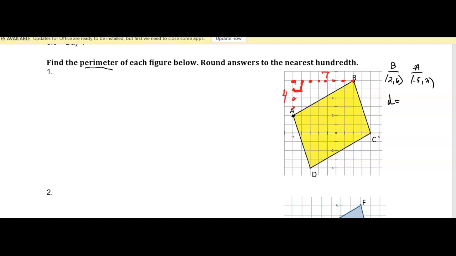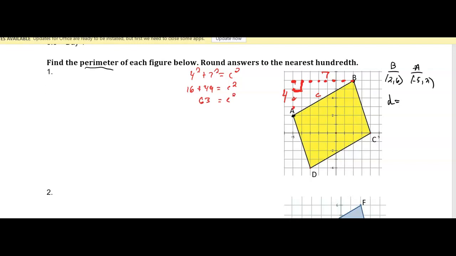So we could also set up a Pythagorean theorem problem and do 4 squared plus 7 squared equals, and this is our C, what we're trying to find, the hypotenuse, that long side, equals C squared. So if we did that, you're going to get 16 plus 49, and that would equal C squared. We could then add those together to get 65 equals C squared.